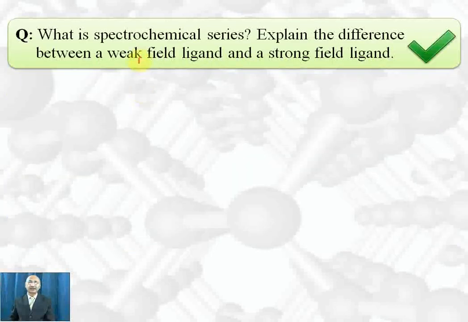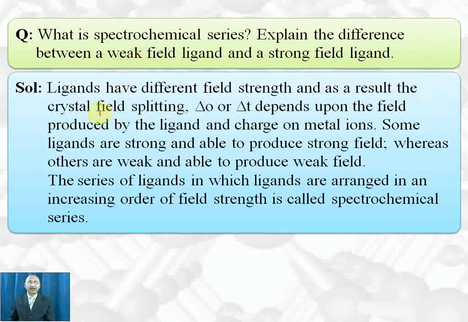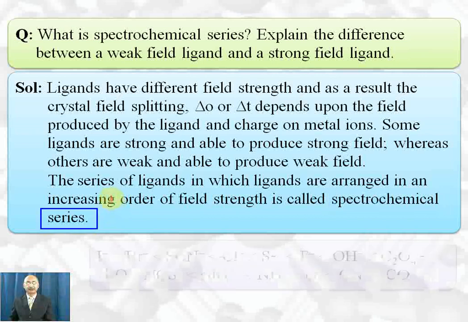What is the spectrochemical series? Explain the difference between weak field ligand and strong field ligand. Ligands have different field strengths and as a result they have different crystal field splitting energy, octahedral and tetrahedral, which depends upon the field produced by the ligand and the charge on the metal ion. Some ligands are strong and able to produce a strong field, whereas others are weak and produce a weak field. The series in which ligands are arranged in increasing order of their field strength is called the spectrochemical series.